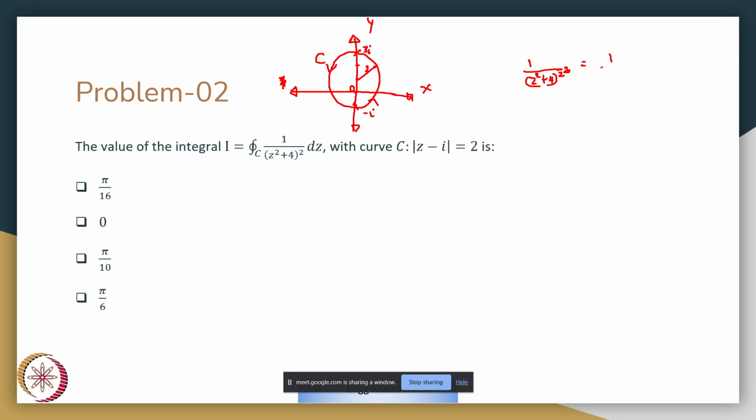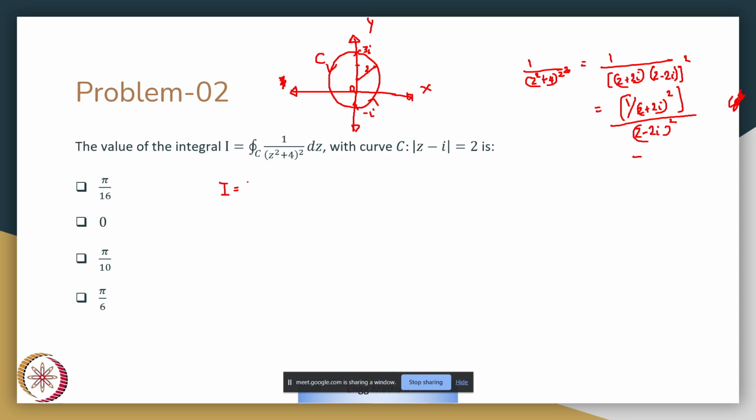If you see z square plus 4, it can be factorized as (z plus 2i)(z minus 2i) whole square. This is nothing but 1 upon (z plus 2i) whole square upon (z minus 2i) whole square. If this is a bit unclear at the moment, we'll come to this quickly. So, if I have to write my integral.